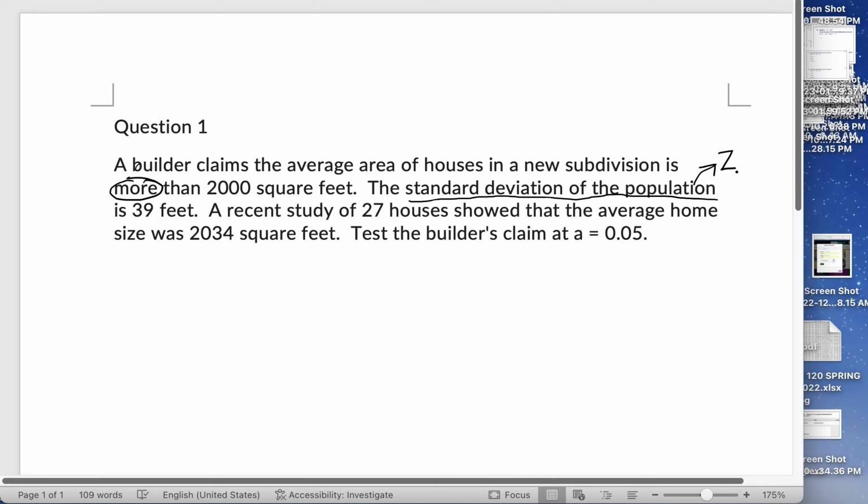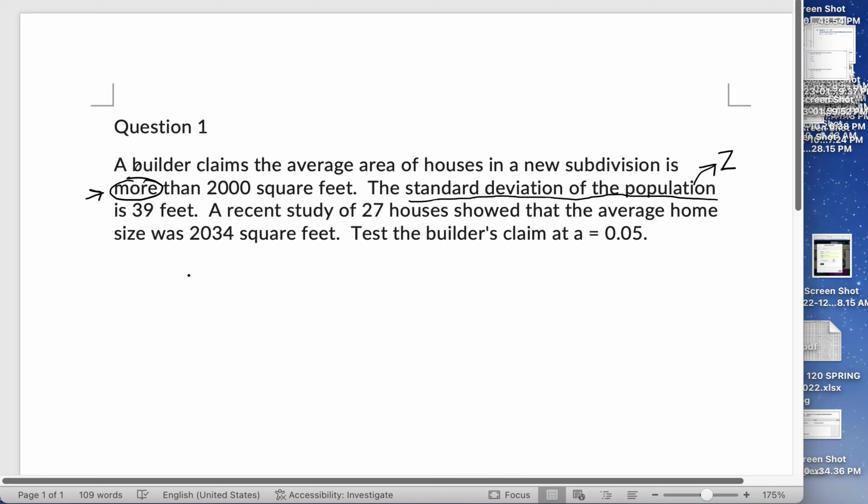All right, so it says a recent study of 27 houses showed that the average home size was 2,034 square feet. Test the builder's claim at an alpha value of 0.05. Okay, so first thing I'm going to do is I'm going to take this keyword more and I'm going to write a hypothesis for it.